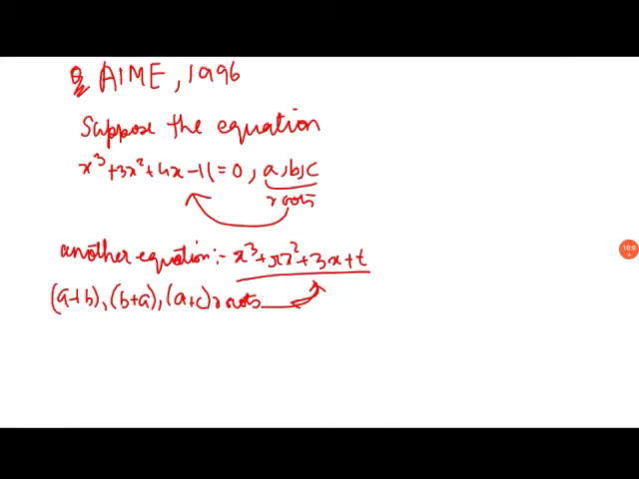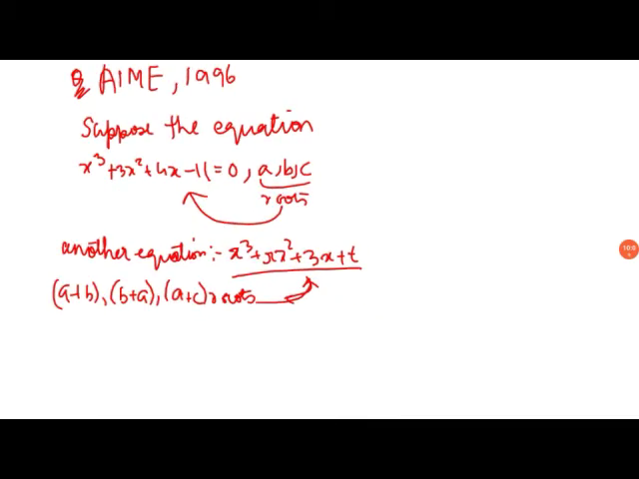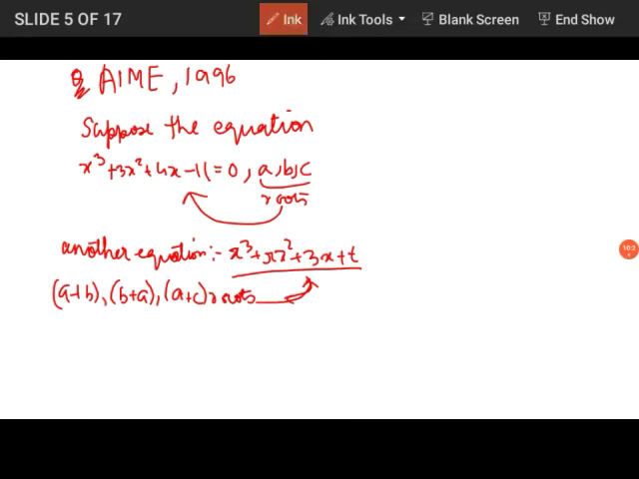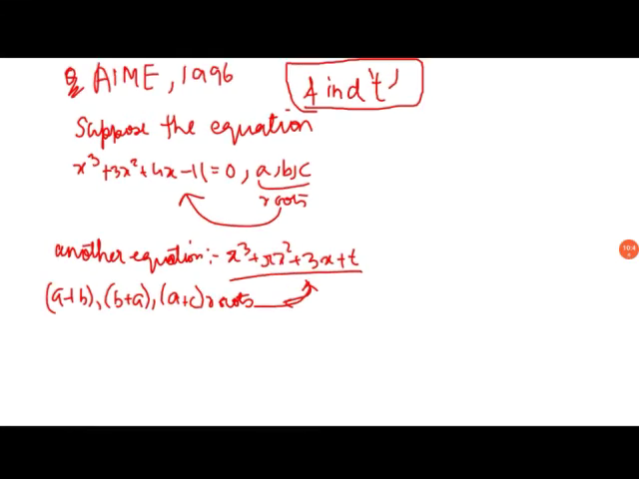I am repeating the question once again. Suppose that you have an equation x cube plus 3x square plus 4x minus 11 and it has roots a, b, c, and there is another equation x cube plus r x square plus 3x plus t whose roots are a plus b, b plus c, and a plus c. Now you are asked to find t. The question is simple. If you have understood Vieta's relation, then it will be very simple for you. Now give it some good amount of time. It will take some time if you are doing this for the first time.